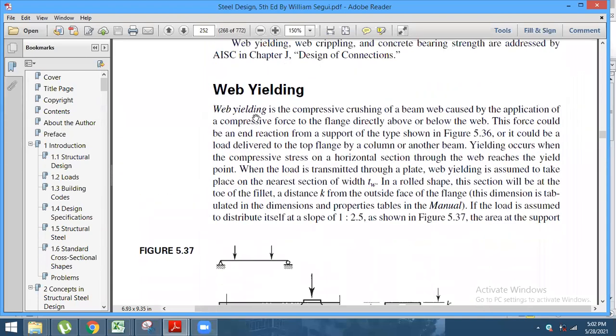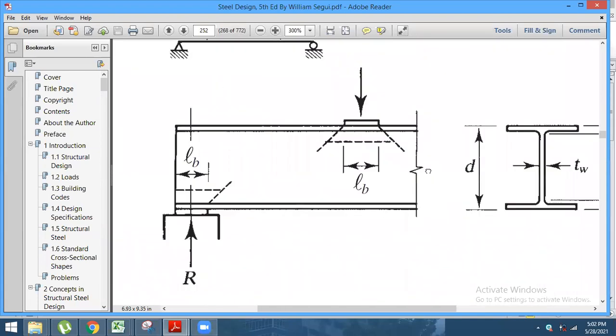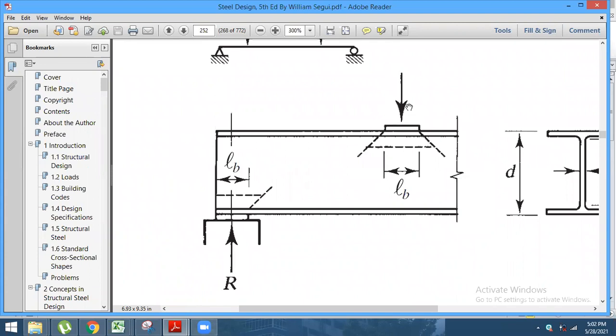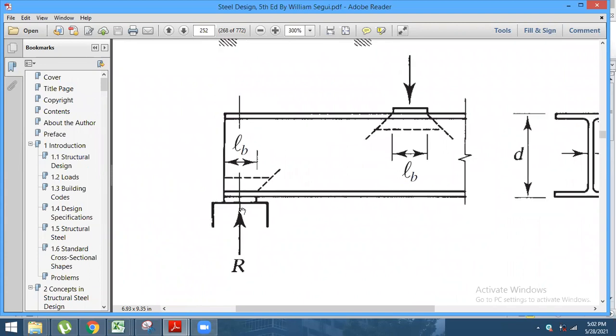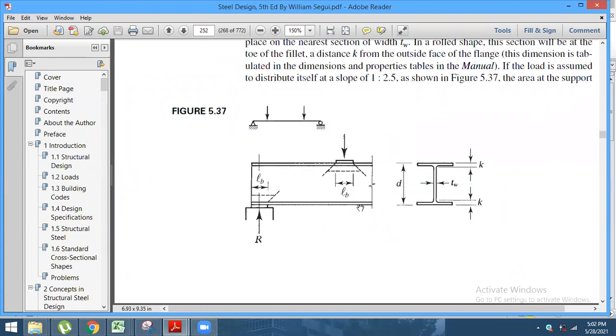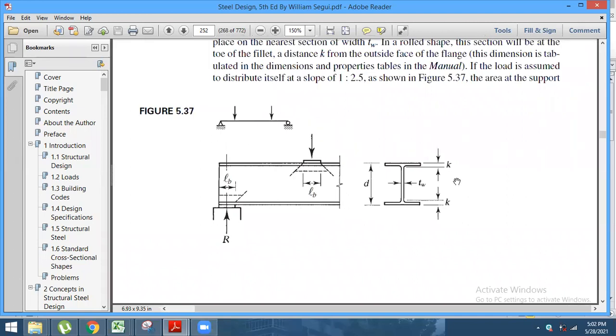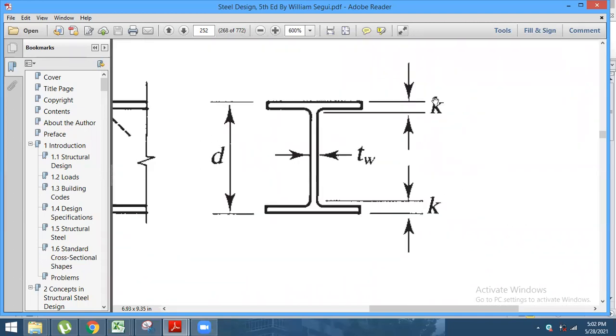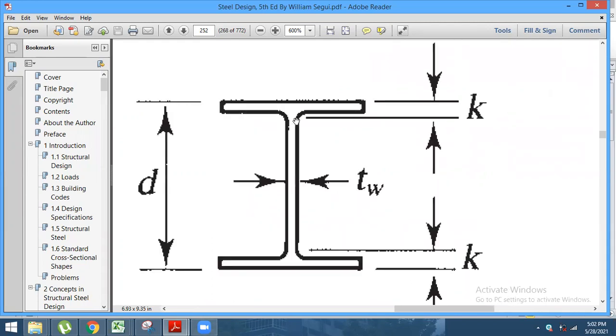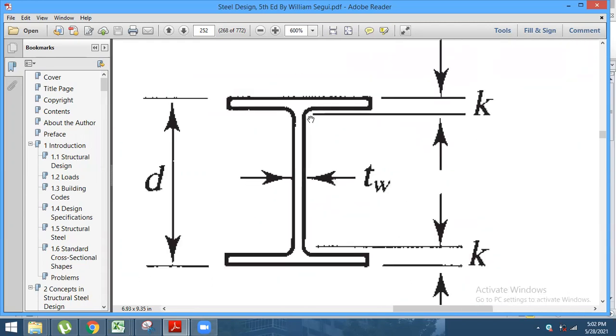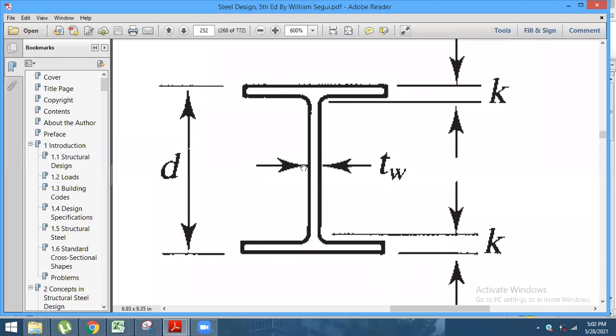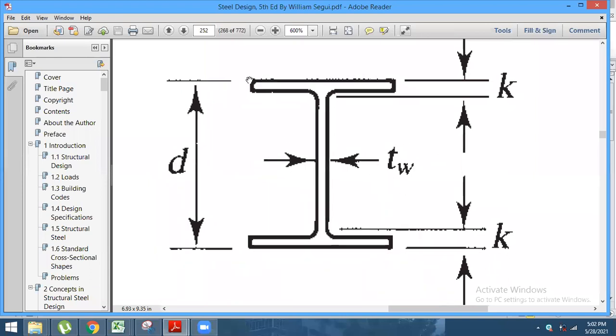So how can we check for the web yielding? So there's applied force here, and there is a reaction here. Okay, stress equals force over area. Take note pala to guys, yung K na yan is mula dito hanggang dun sa fillet weld, fillet. Then we have a thickness of the web, TW, and total depth of the beam na D.